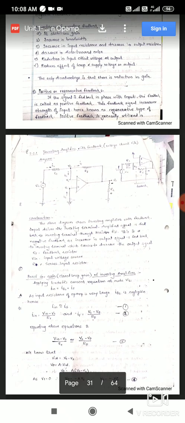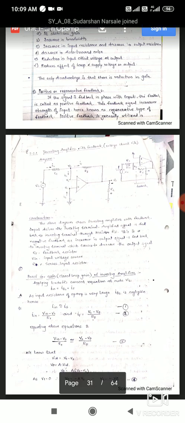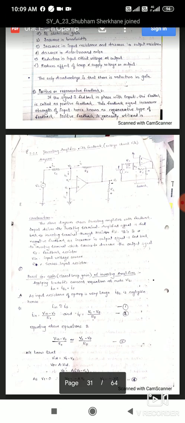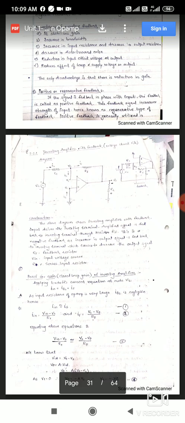After that, we started the types of closed loop configuration. There are three types of closed loop configuration, just like open loop. So what is the first type? That is the inverting amplifier with negative feedback. We derived the expression of closed loop gain AF. So AF is equal to what? Minus RF divided by R1. So minus RF divided by R1 gives the closed loop gain of the inverting amplifier with feedback.